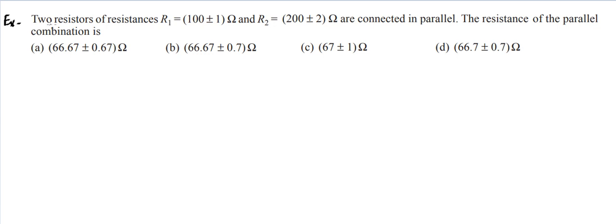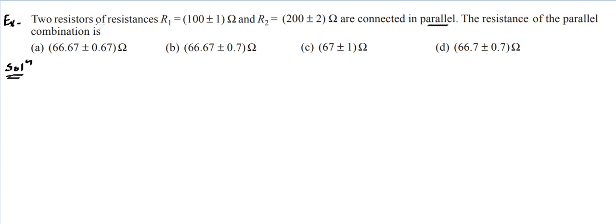So it says two resistors, one is R1, that's 100 plus minus 1 ohm, another is R2, which is 200 plus minus 2 ohm, are connected in parallel. So they are connected in parallel. The resistance of this parallel combination is going to be what? So let's see the solution, and along with this solution we will be forming a formula.